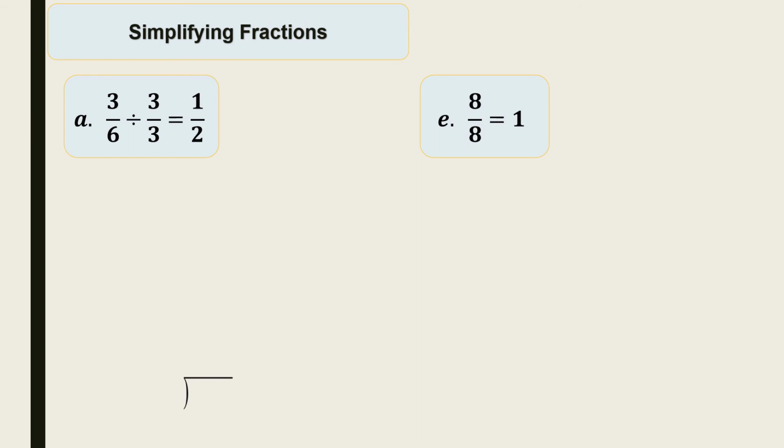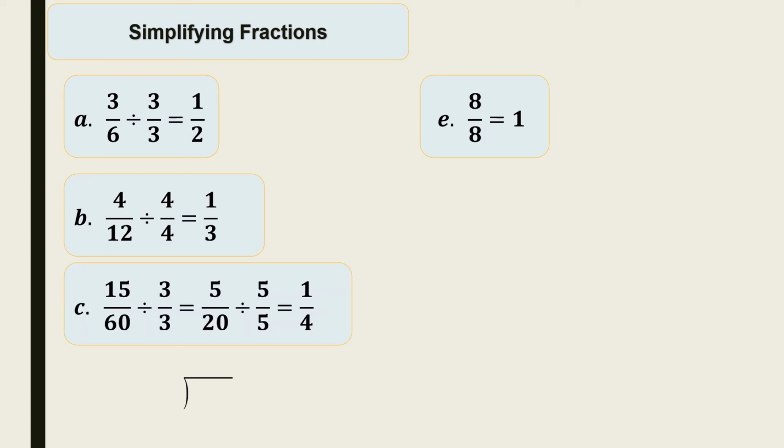Okay, next, 8 over 8. Okay, 8 over 8 is equal to 1. Therefore, the simplified fraction for 8 over 8 is 1. Next, 4 over 12. Again, you need to know more about the two numbers. First, 4 over 12. And then find the number that if you divide the numerator and denominator, they are also available on it. Or, in short, divisible. Okay, so therefore, 4 divided by 4 is 1 and 12 divided by 4 is 3. Therefore, 1/3 or 1 over 3 is the simplified form of 4 over 12.